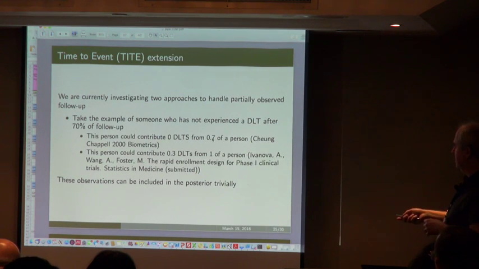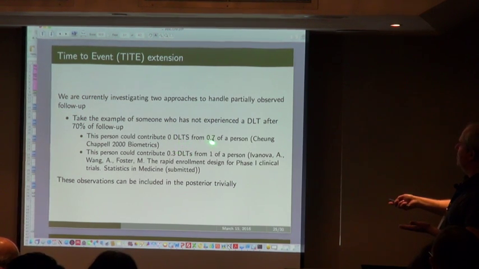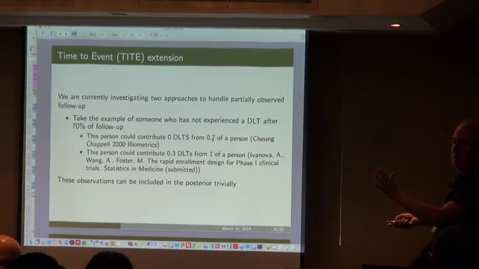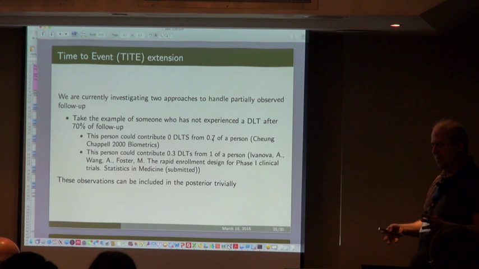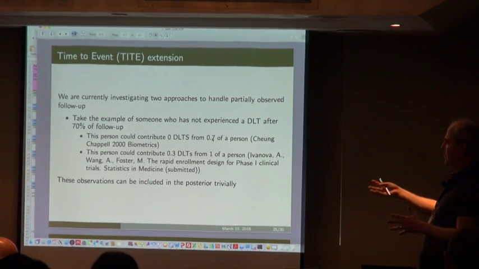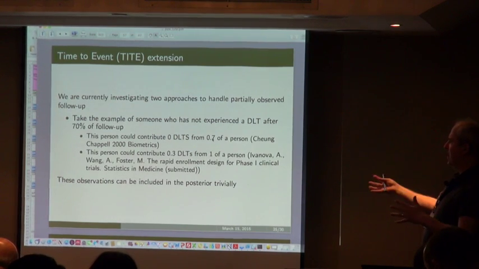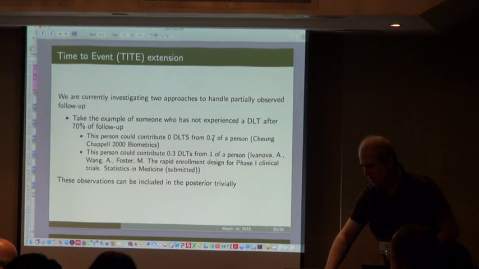Anastasia Ivanova, I don't know whether this is actually published yet, but she thought of a more conservative way, where she's saying the last 30% of that person, they're sitting in a DLT, so they give 0.3 DLTs of a whole person. So I think there's lots of different assumptions that you can make on how you give partial information, different weights. But whatever assumptions you make, it's going to be quite an easy way of introducing it into the PIPE method.